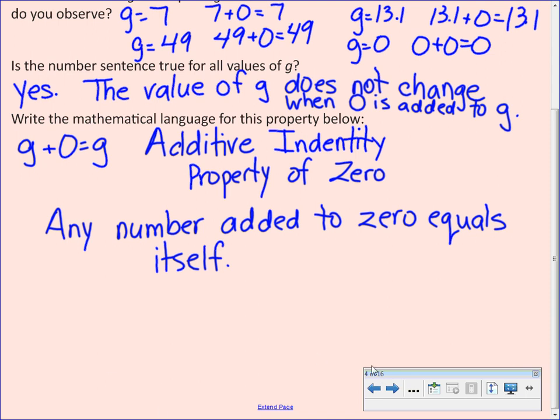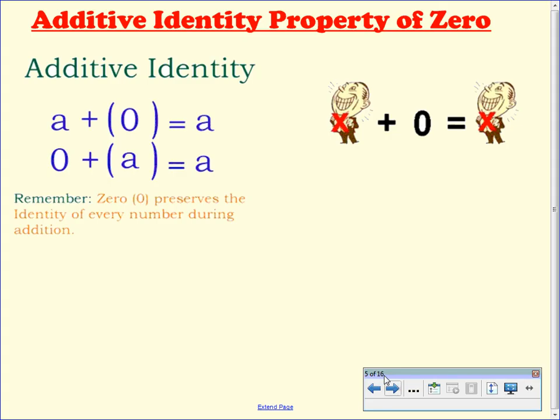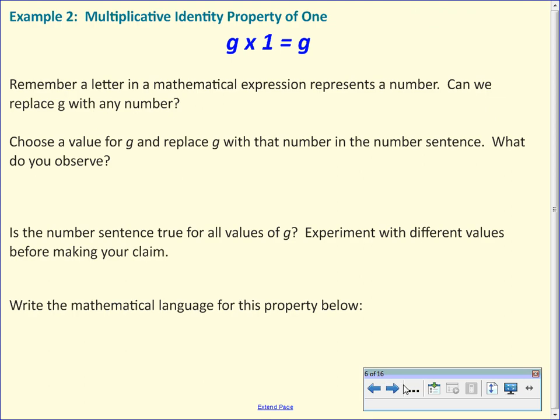Okay, so to summarize, the additive identity property of 0 means that 0 preserves the identity of every number during addition. So addition and 0 keep the identity. So no matter what number we're using, which here is represented by A instead of G. Let's take a look at the second number sentence that we had talked about. We have G times 1 equals G. So right away we see G, we're getting G back again as our answer. So again, we have our identity.